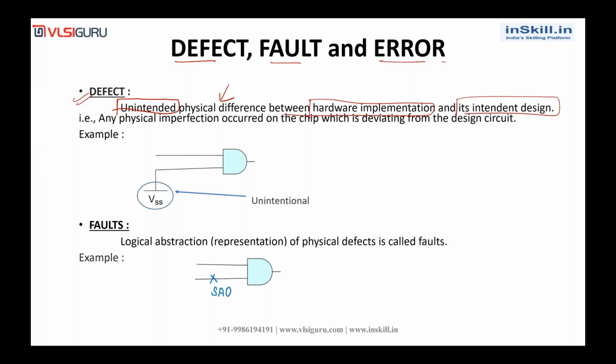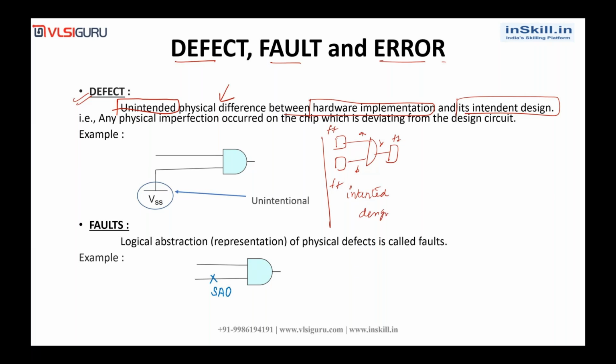If you consider, say for example, this is my intended design. I am having a 2-input AND gate. The inputs of this AND gate should be coming from flops, and then the output of the AND gate has to go back again to a flop. So this is my intended design.